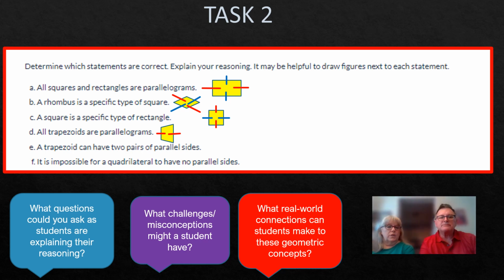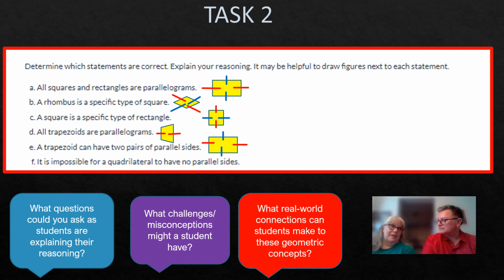But again, what if I change those words around to say all parallelograms are trapezoids? Then that would be true, because with the inclusive definition, it says at least one pair of parallel sides for a trapezoid. And all parallelograms have at least one pair of parallel sides because they all have two. So statement E is true. That trapezoid does have two pairs of parallel sides.